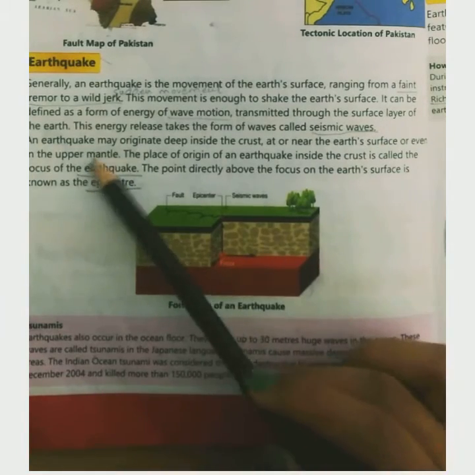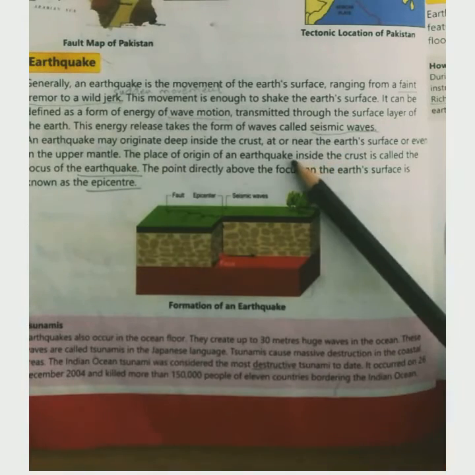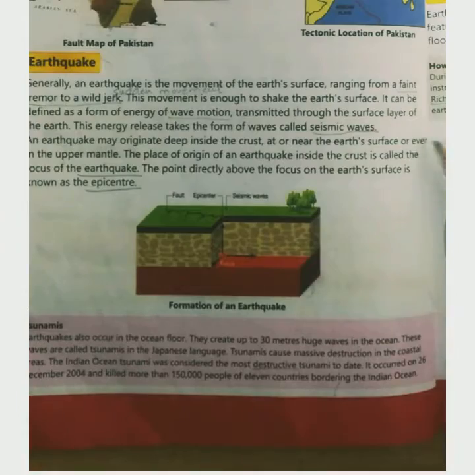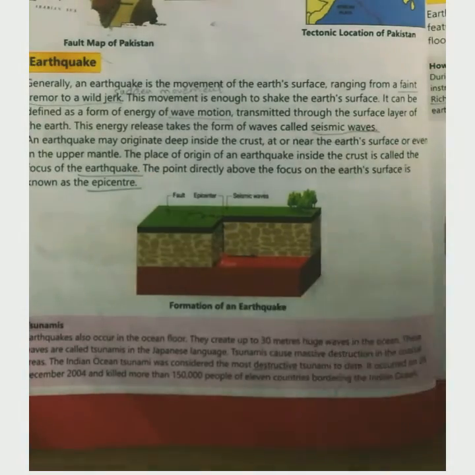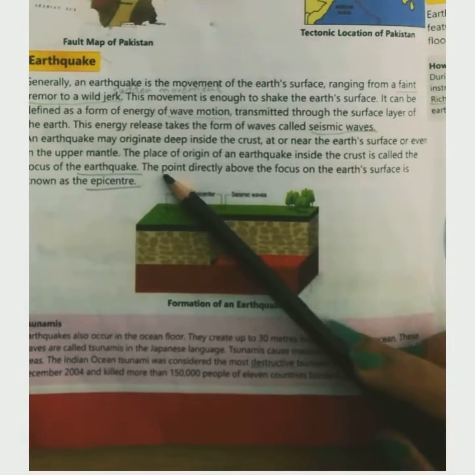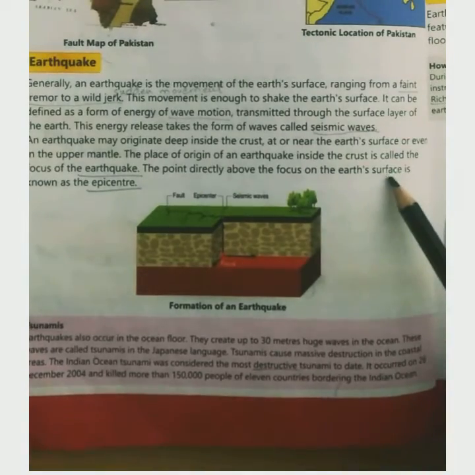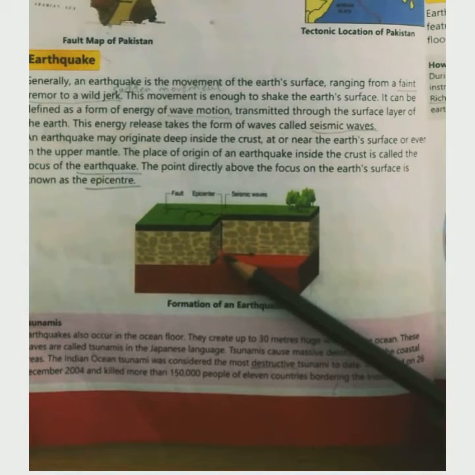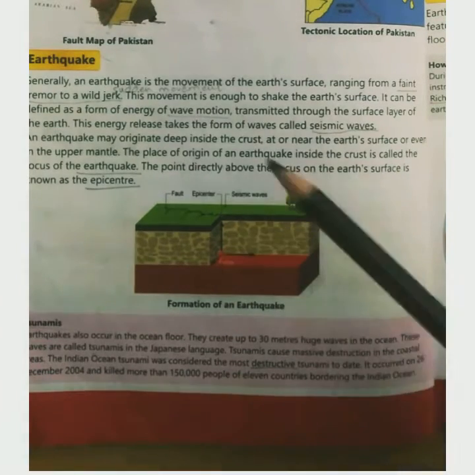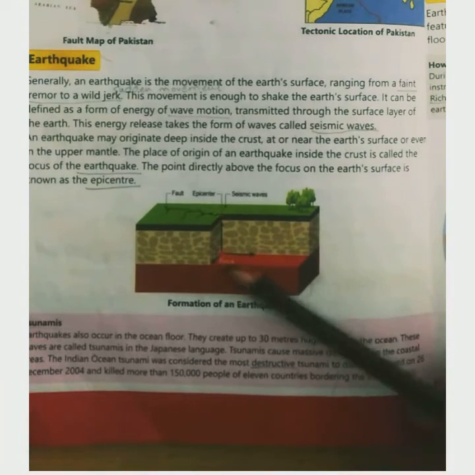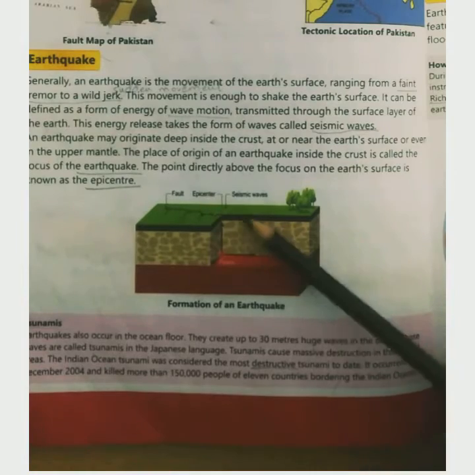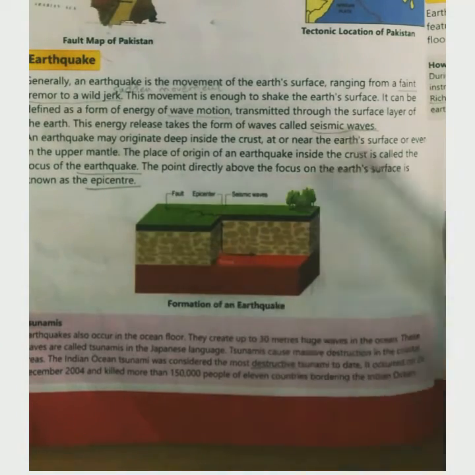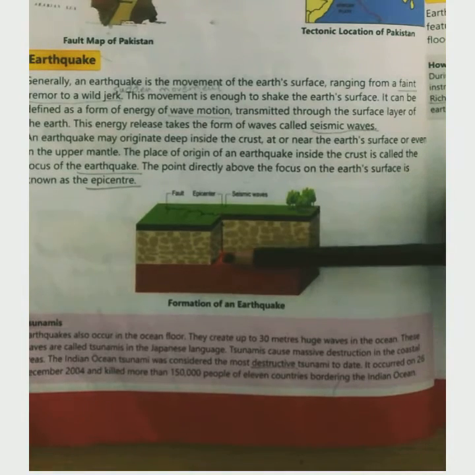So an earthquake may originate deep inside the crust, at or near the earth's surface, or even in the upper mantle. So it can be above the crust or inside the crust or in the upper mantle. So the place of origin of an earthquake inside the crust is called the focus of the earthquake. So the origin, where our earthquake starts, as you can see in the picture as well, this red dot is the origin of the earthquake. So the point we said is the origin will be called the focus, and the point directly above the focus on the earth's surface is known as the epicenter. So here is our epicenter, directly above the focus.